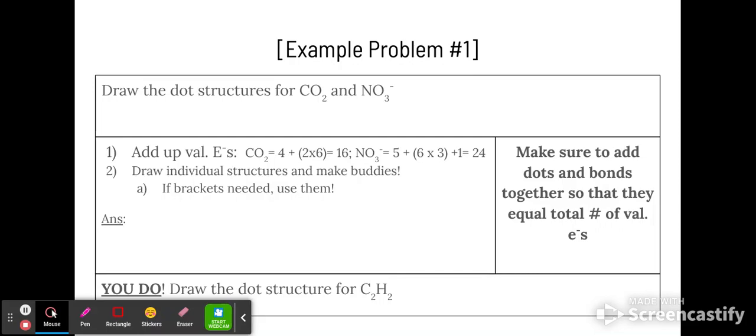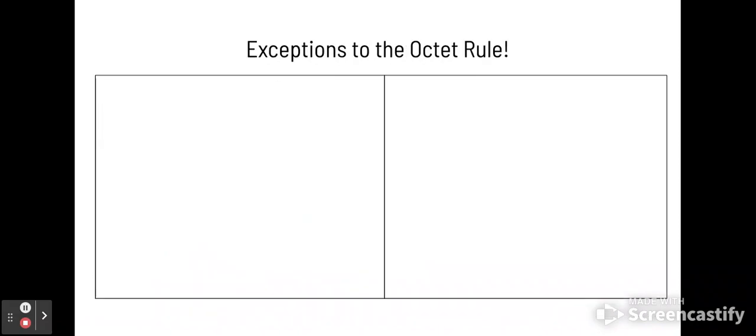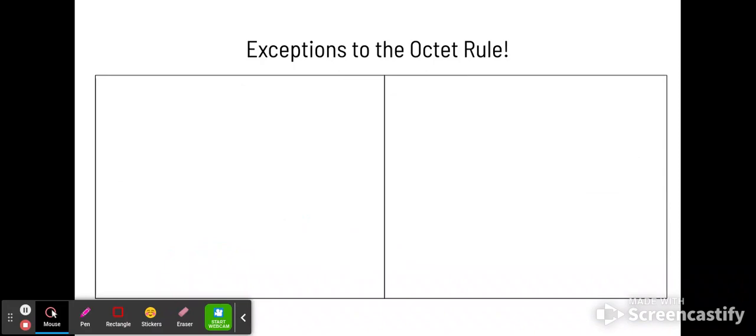So I want you to try this example here. Oh, wait. It's okay. Hold on. Let me see if I can go back. I don't think it's going to let me.